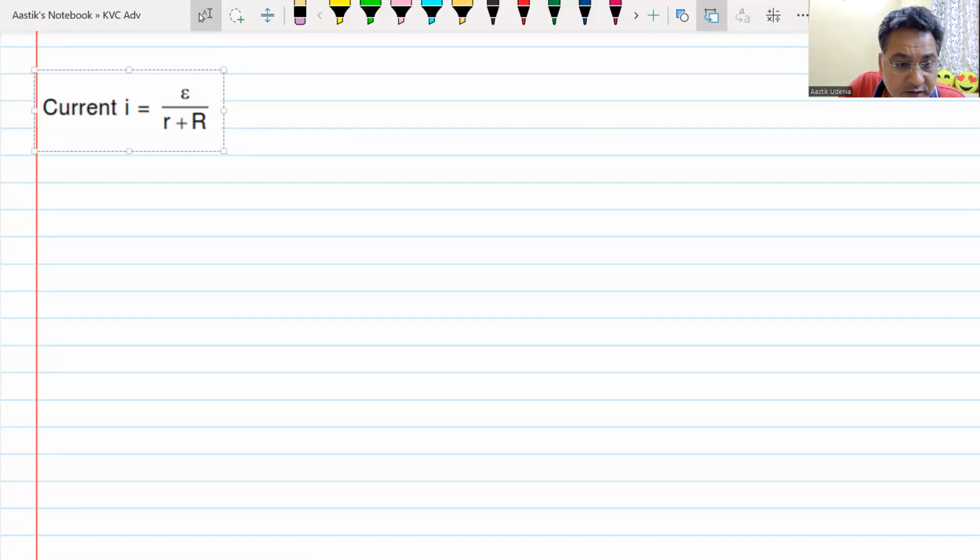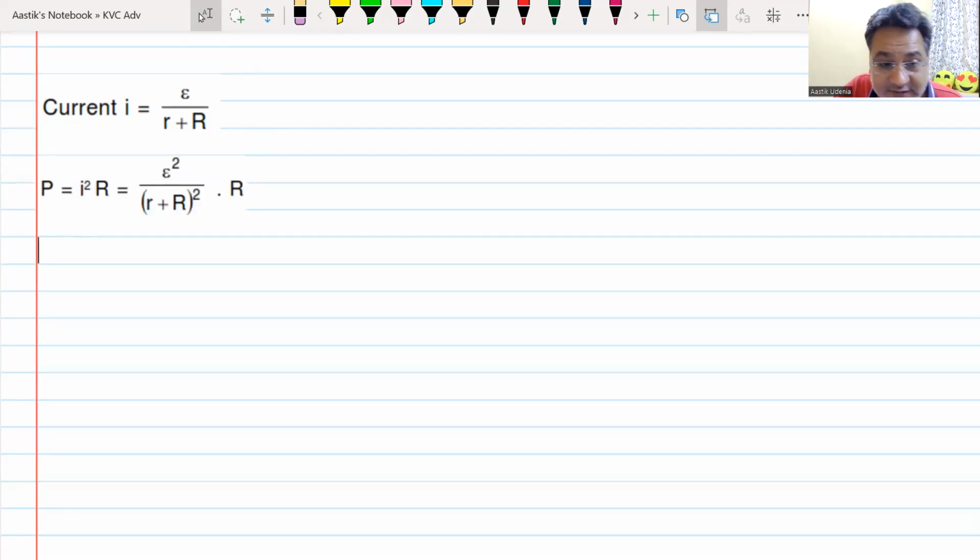Yes, sir. Power output. Whenever we talk about power output, we are talking about power which is given to the load. The power which is given to the load will be I square into R. Yes or no? Yes, sir. I square into R. So you just take this, square it, and multiply it by R. You will get this. Yes or no? Yes, sir.